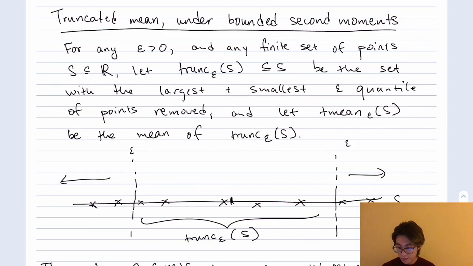So what I'm going to take to be my truncated mean, which I hope you agree is a very reasonable notion, is the following. I'm going to define this notion of a truncated set. For any epsilon greater than 0, and for any finite set of points, let trunc of epsilon of S, denoted this way, be the subset of S where I've removed the top epsilon quantile of points and the bottom epsilon quantile of points from S. Okay, and then I'm just going to let the truncated mean sub epsilon of S just be the mean of this remaining set of points.